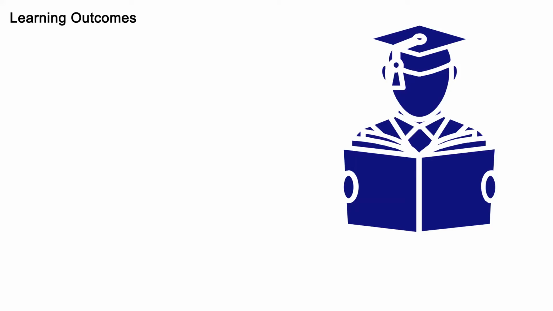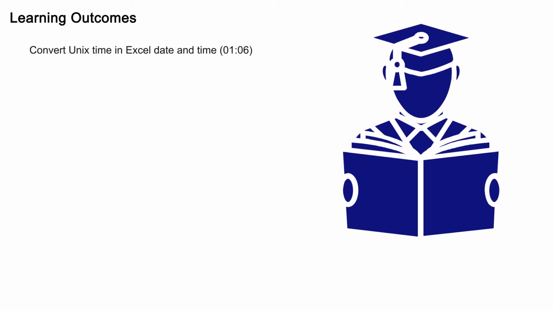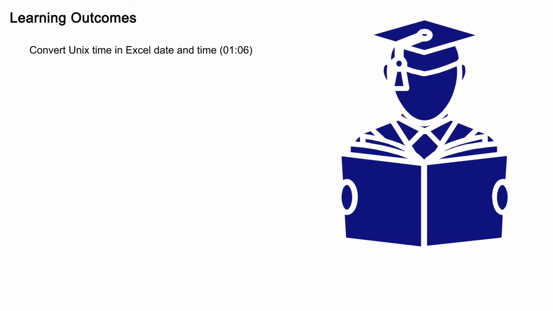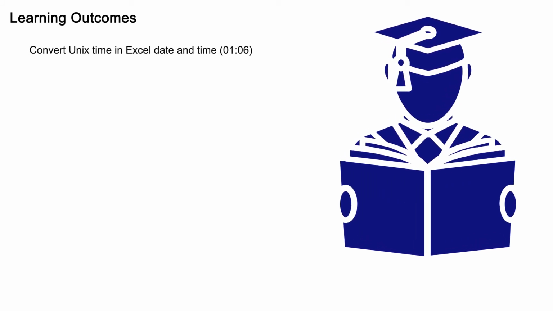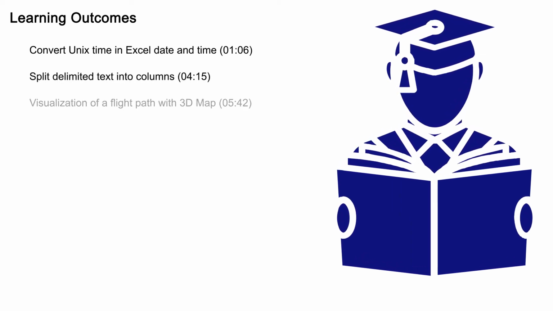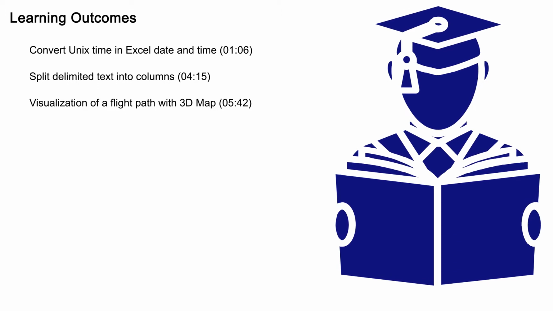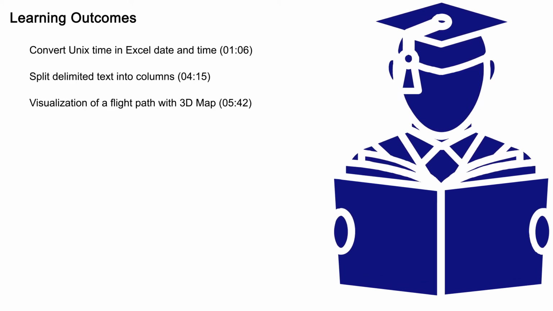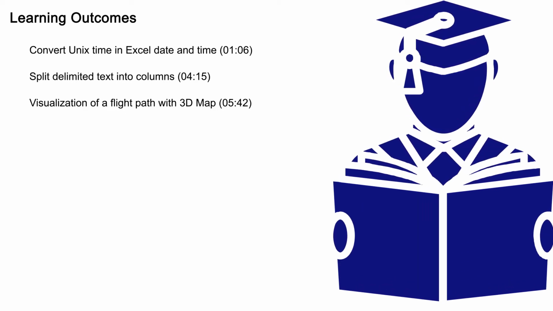The learning outcomes of this video are to understand how to convert Unix time into Excel date and time, how to split delimited text into columns, and how to use 3D map in Excel to visualize the flight path. If you would like to download the sample data, I will provide a link below in the description.